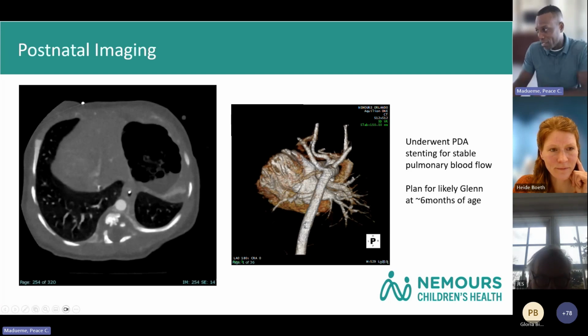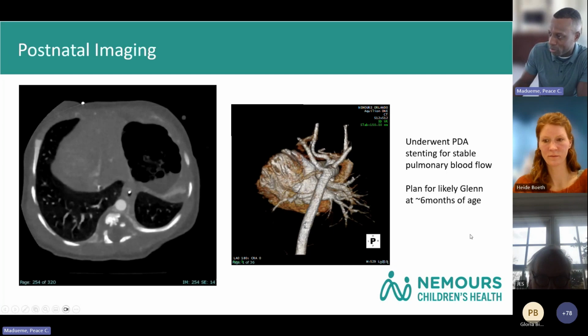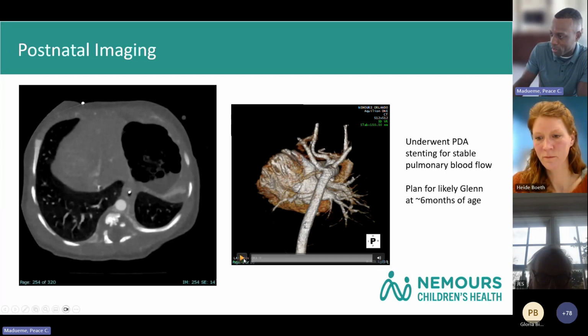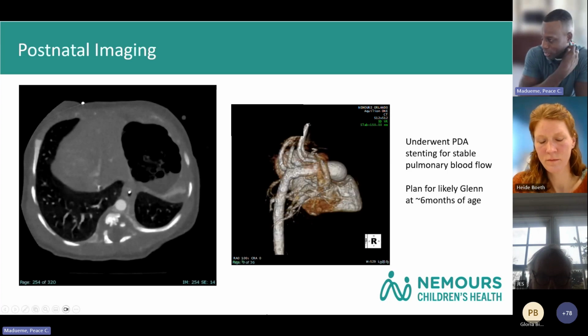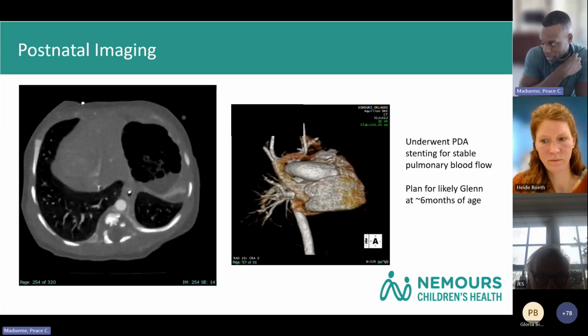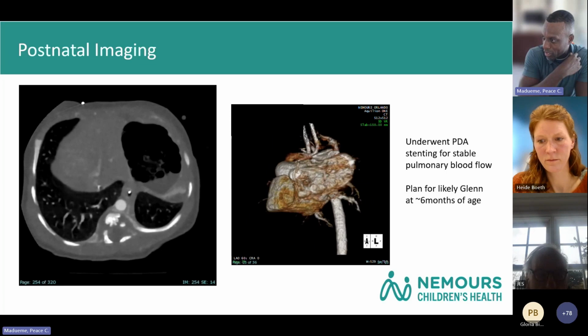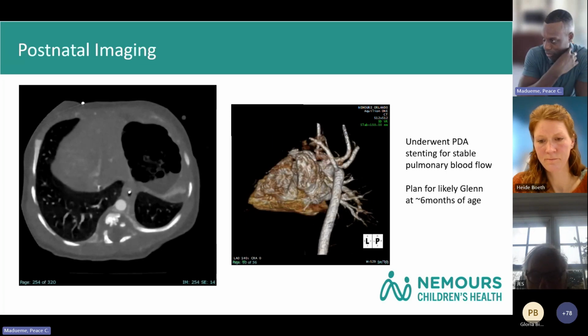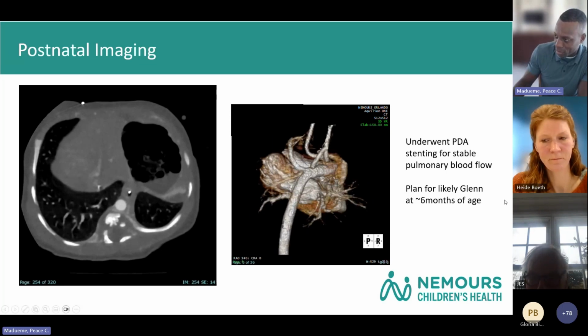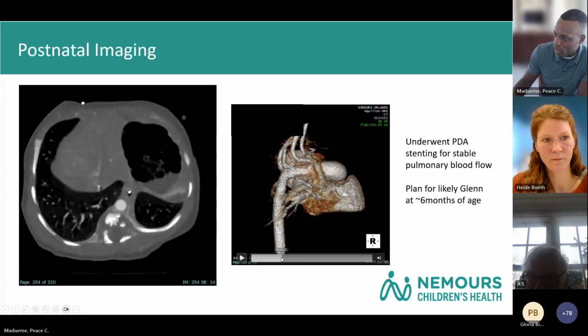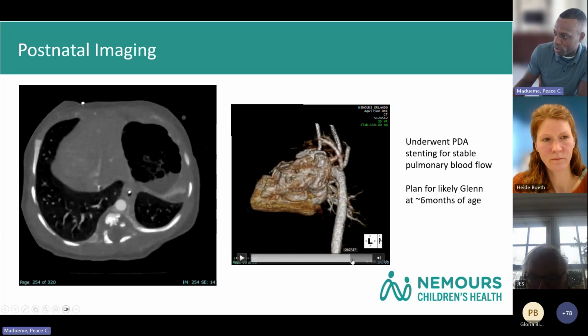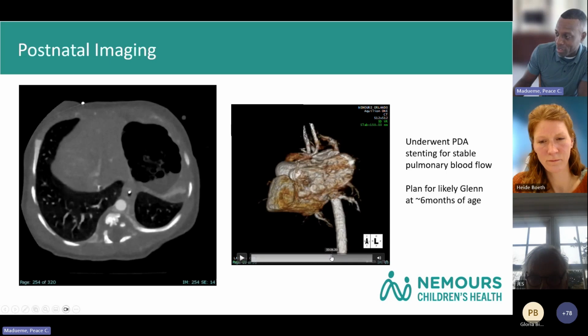And the plan is for likely Glenn at 6 months of age, but we'll probably print a model and see about whether or not a biventricular repair is possible. And this is just the 3D reconstruction of how the heart lays in the chest. And there's posterior and inferior displacement of the great vessels. And then you can see the ventricles as well and their unusual orientation. This is the apex of the left ventricle. This is the apex of the right ventricle pointing up in the left chest. Essentially in the left armpit.